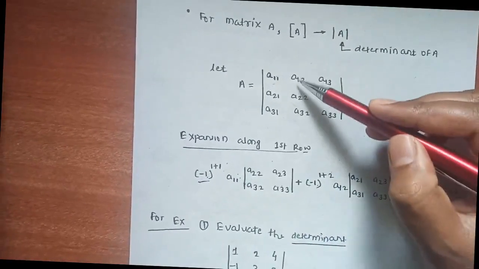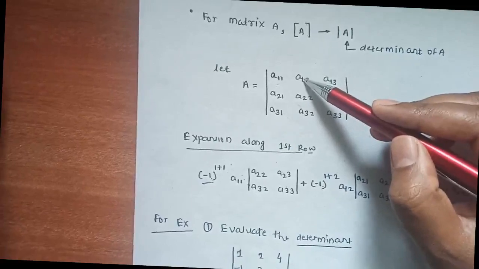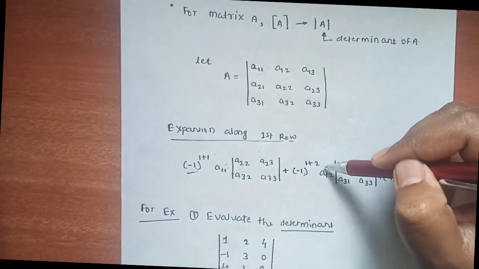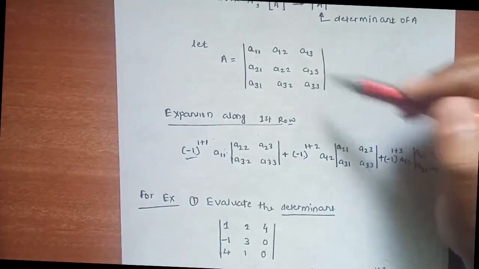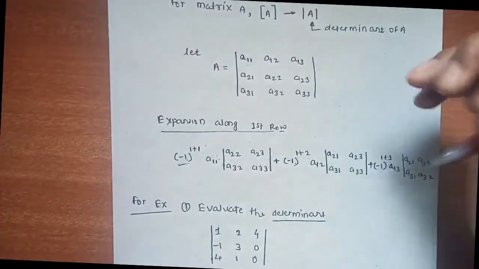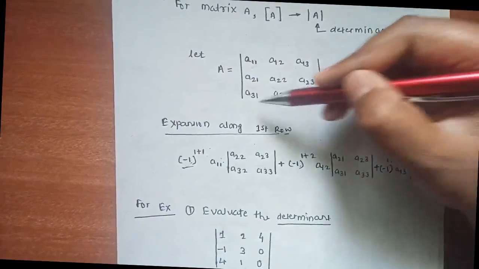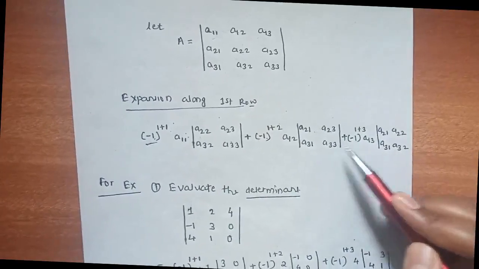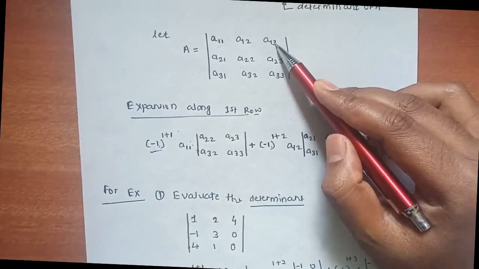Plus the same thing, minus 1 to the power of 1 plus 2. Why 1 plus 2? Because this element lies in the first row and the second column. So 1 plus 2 into that element, determinant of. Now this column and this row we have to leave, so the elements will be A21, A23, A31 and A33.